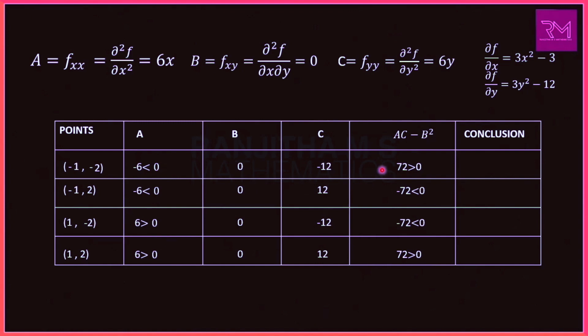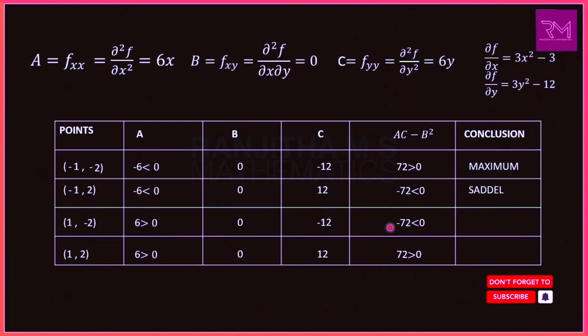In the last step we have to find the extreme value for the function. We already discussed the working procedure. Here AC minus B square is 72, which is greater than 0, and A is less than 0. Hence we conclude that the given function has a maximum value at the point (-1, -2). Similarly, at (-1, 2), AC minus B square is -72, less than 0, and A is -6, less than 0. Hence the function f of x, y has a saddle point at (-1, 2).